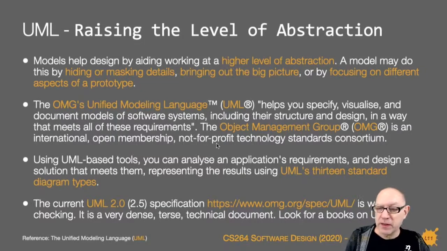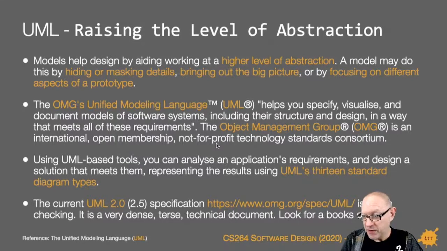So using UML-based tools, you can analyze an application's requirements and design a solution that meets them, representing the results using one or many of UML's 13 standard diagram types, 13 of them. Okay, we're not going to see all 13. The current UML 2.0 specification is actually 3.5 and can be found at the link there, omg.org/spec/UML, and it's definitely worth checking.